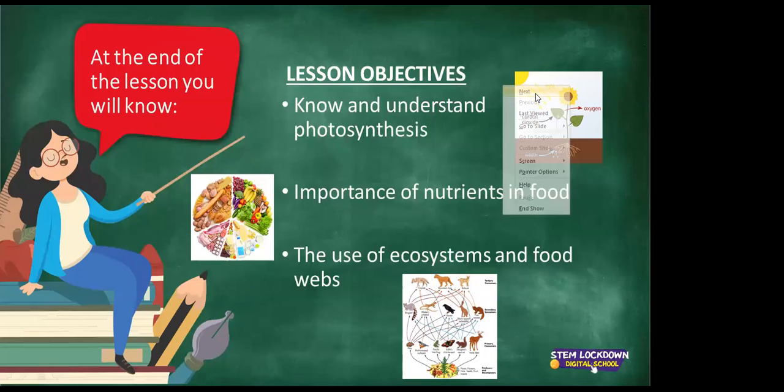All right, so by the end of this lesson, I will be expecting you all to know and understand photosynthesis, the importance of nutrients in food, and the use of ecosystems and food web topics, which you should have covered by term 1. Now, this is just going to be a recap lesson on all the topics that you've done in term 1, just for you to all get a good understanding of what you've done and how far you understand the content.